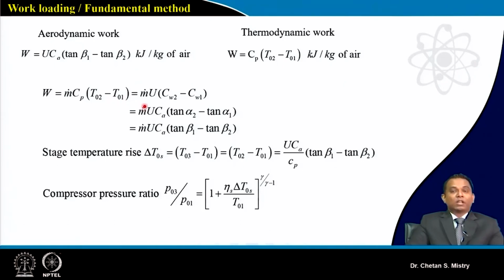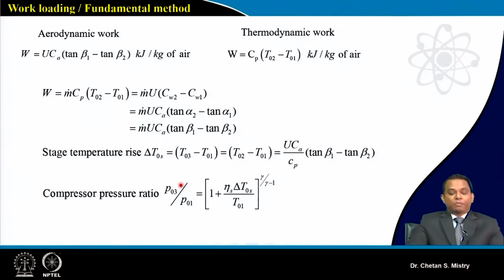Let me equate here. If I put it like this, I'll get my stage temperature rise. That's what is a function of my peripheral speed, my axial velocity, and I'll be having my delta beta. That's what will be coming into the picture. And if you recall, when we were discussing our fundamental understanding, that time also we discussed what all are the ways to improve or to increase your pressure ratio.